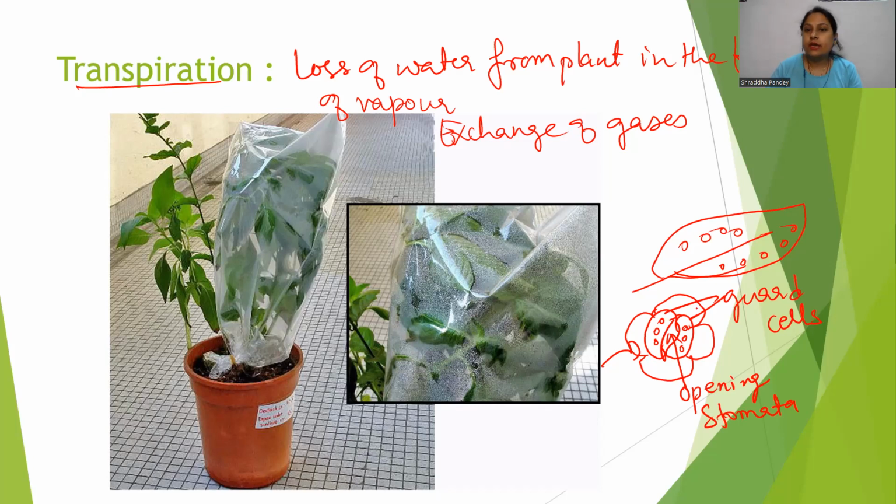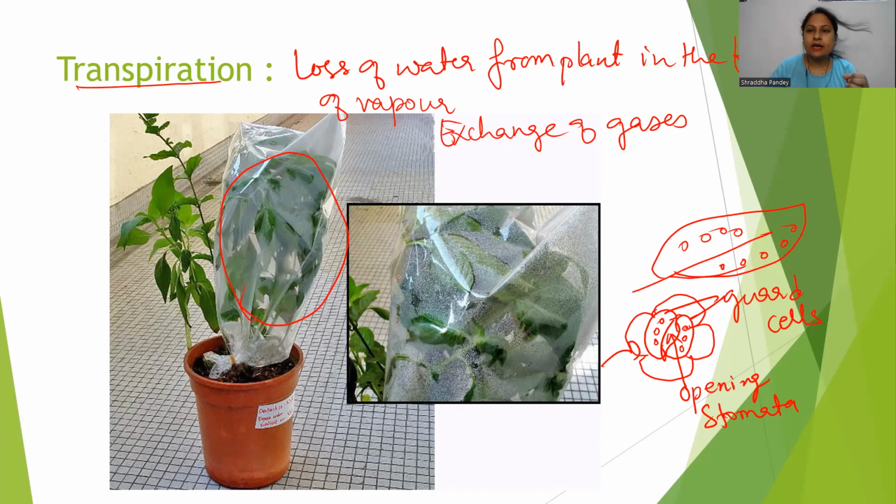So we can see whether the leaf removes water in the form of vapor by one activity. Take a potted plant, and one of the branches, you cover it with a plastic bag, just like in the figure. And tie a rubber band below that, so that no air should pass inside this plastic bag. Water the plant and cover it with the plastic bag.